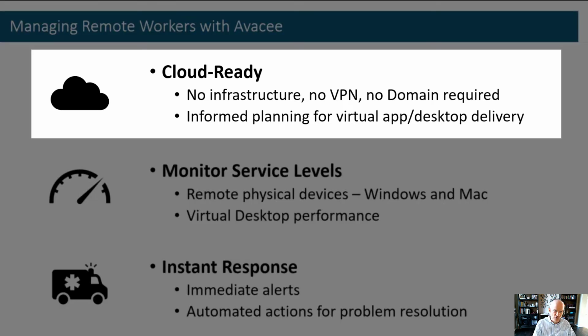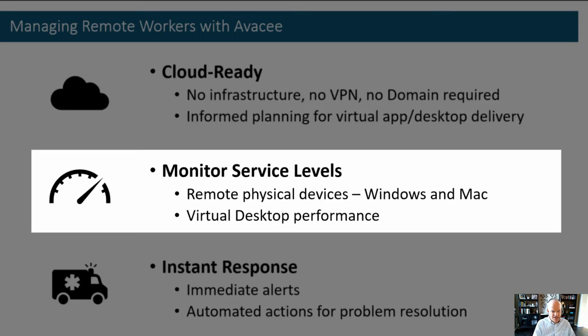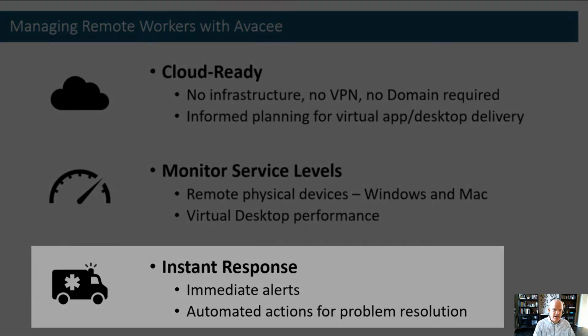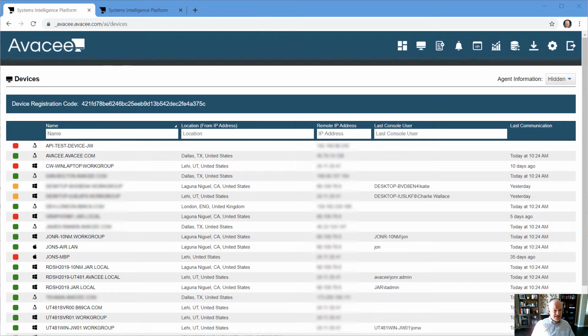First of all, cloud readiness, both in terms of how you connect and manage devices, but also planning for things like virtual desktop delivery. Next, we look at how you monitor service levels. That means on remote physical devices as well as virtual desktops, no matter where they're hosted. And finally, providing instant response in terms of how you can get immediate alerts when problems occur, but also how you can automate resolution of those problems with ready-made actions. So let's see it in action.